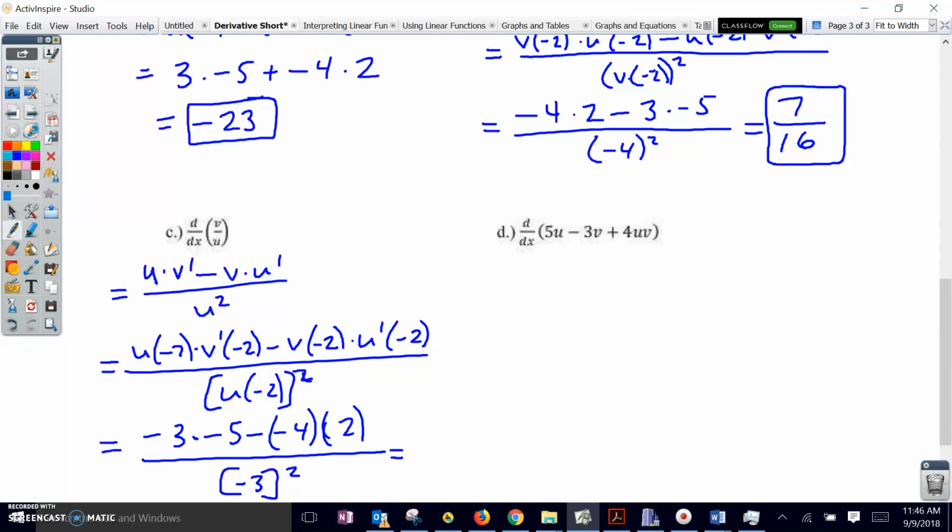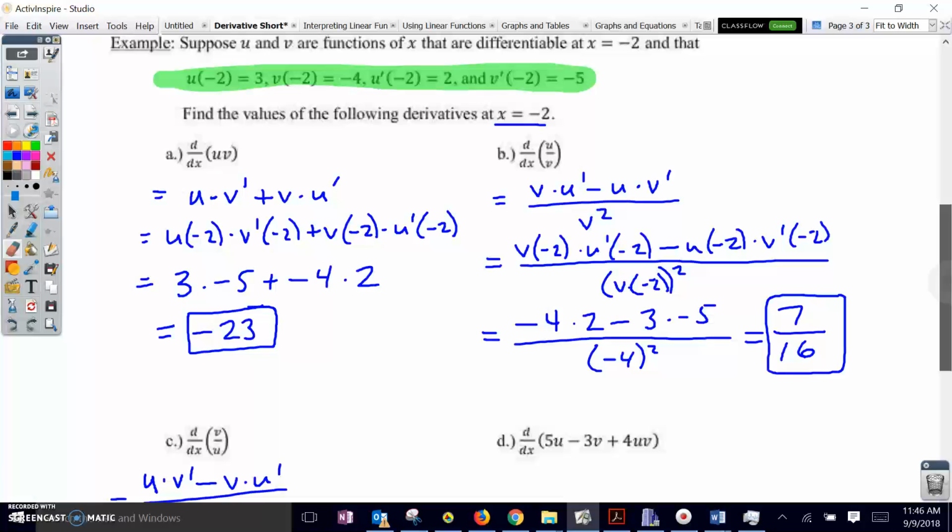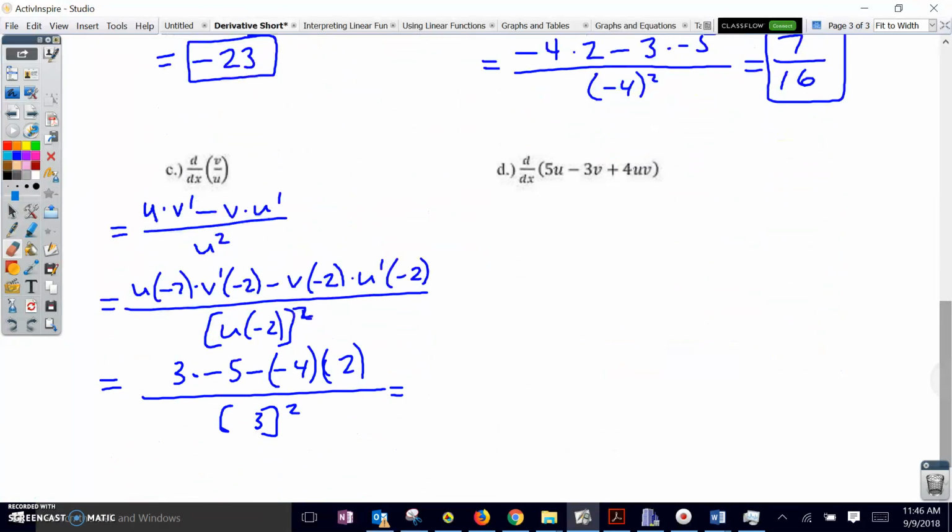wait a second. It's not negative 3, it's positive 3. Right? U of negative 2 is positive 3. That's what I get for trying to remember the values instead of looking up and referencing them. We've got negative 15 plus 8 is negative 7 over 3 squared, which is 9.